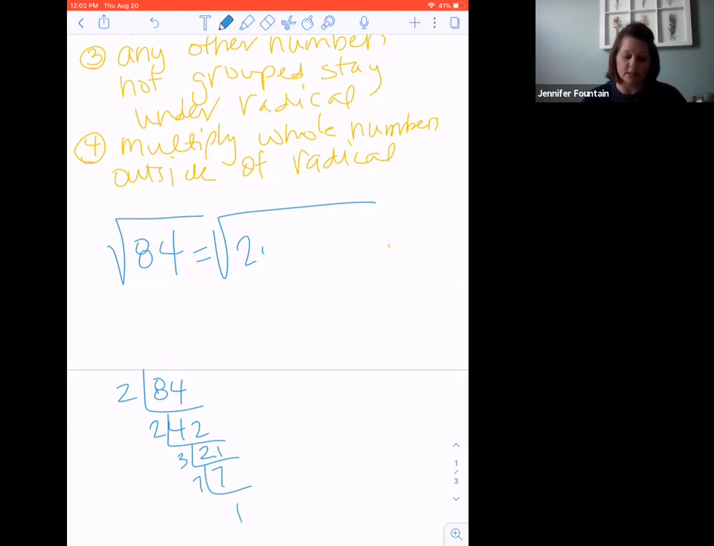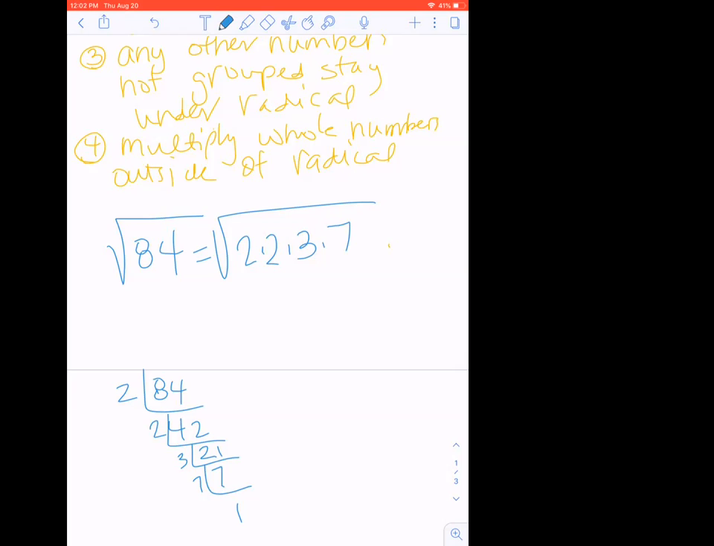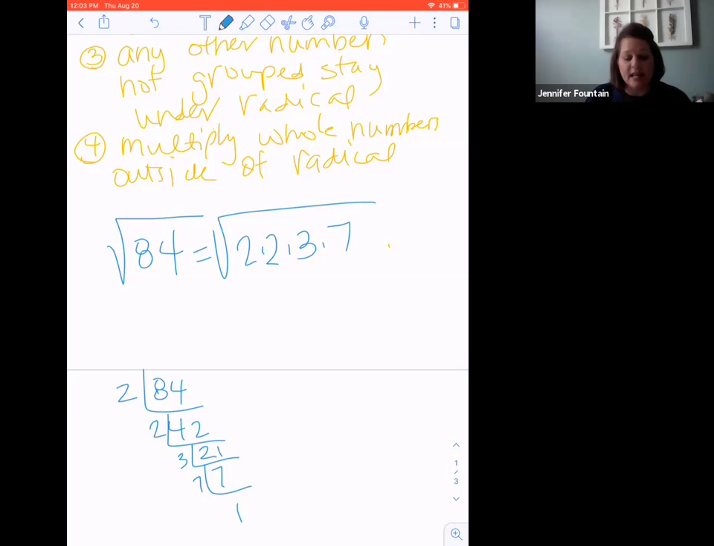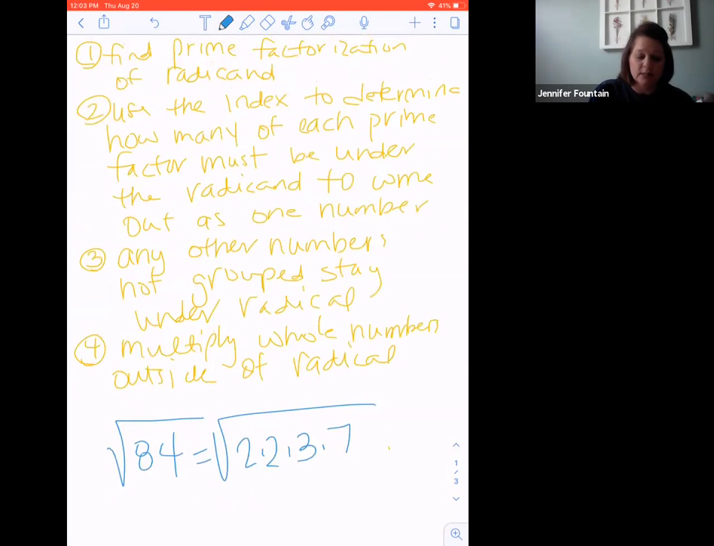I've gotten down to 1, so my prime factorization for 84 will be 2 times 2 times 3 times 7. Are you good with that so far? Yeah. Okay, so now we've done prime factorization. Now I'm going to look at that index. Step 2 says I need to look at my index. My index, I don't have one there, so I understand that it is a 2.